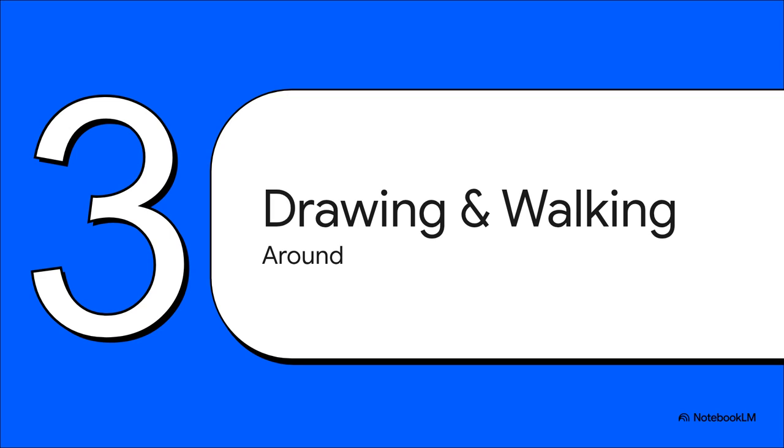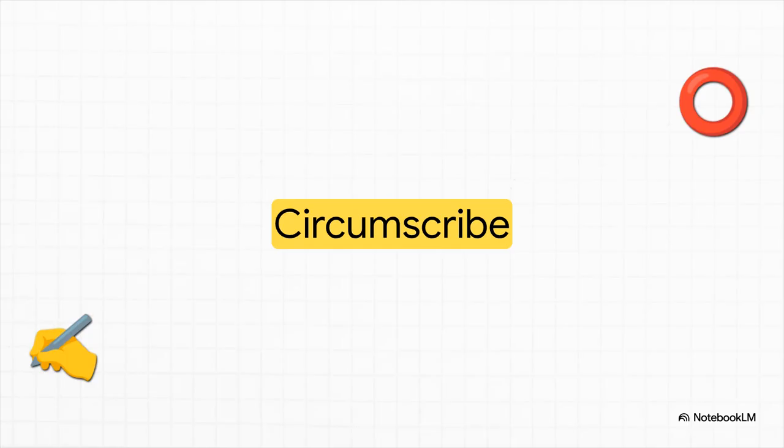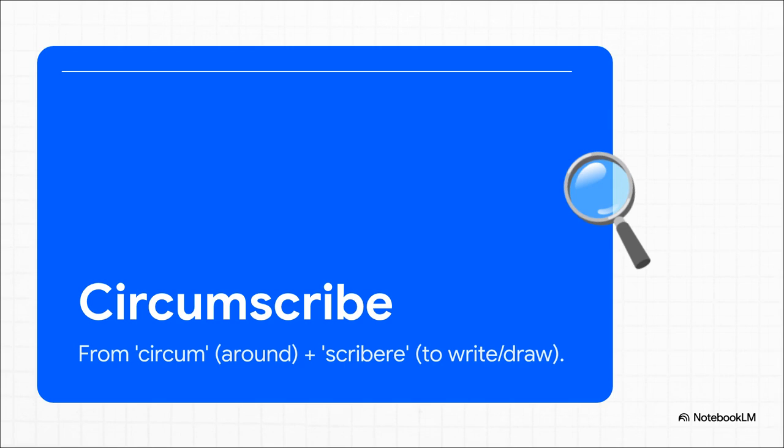Okay, let's keep building. Next up, we're going to see circum applied to the physical acts of drawing a line around something and then actually walking around. First up for this section is this word. Let's try it. Circumscribe. Okay, so we're back to circum, but this time we pair it with scribere, which in Latin means to write or draw. So the original core meaning was simply to draw a line around something.